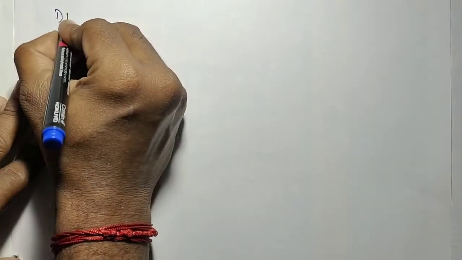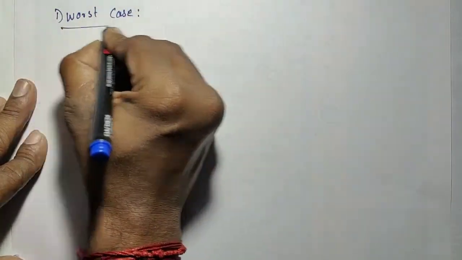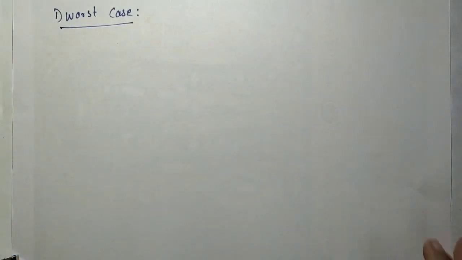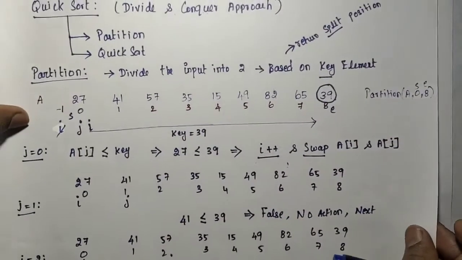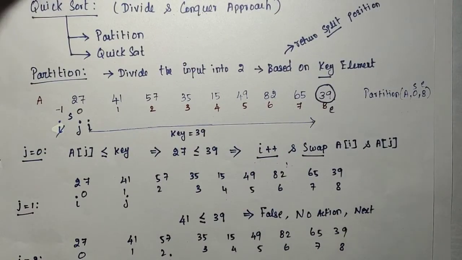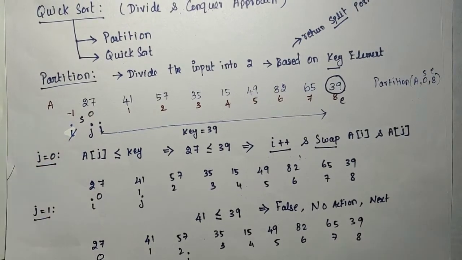The first is the worst case. Can you identify what may be the worst case input for the quicksort algorithm? Worst case input means the input for which we obtain the worst time complexity, the input for which maximum execution time is required. That is the worst case.